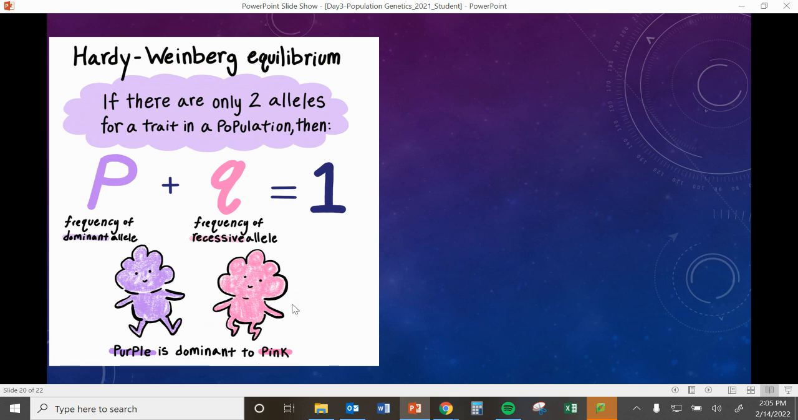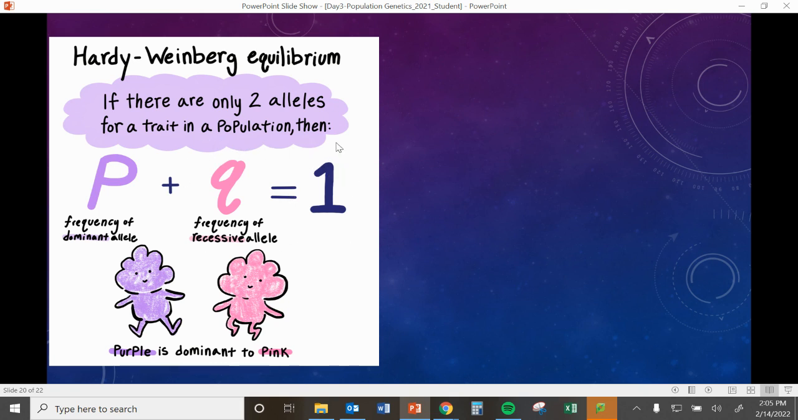First of all, this is used in examples where there's only two alleles for a trait. In this case, we have color, purple and pink, but those are the only two alleles. Purple is dominant to pink in this case. If there's a third allele, we're not going to be able to use this. Our first equation is that the frequency of all of our dominant alleles plus the frequency of all of our recessive alleles is going to equal 1.